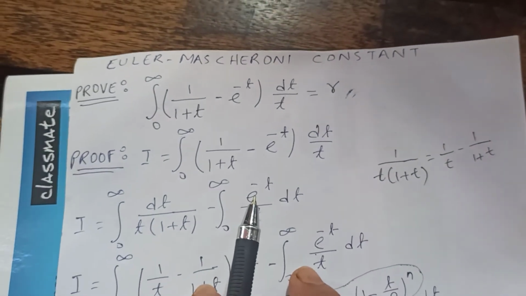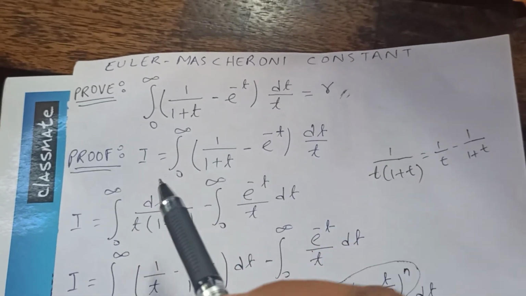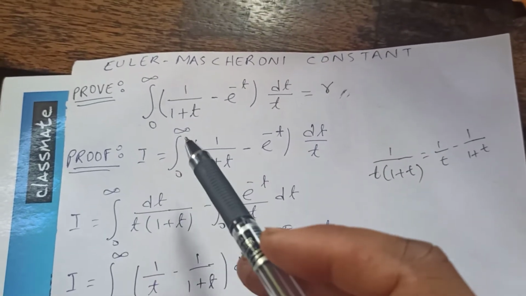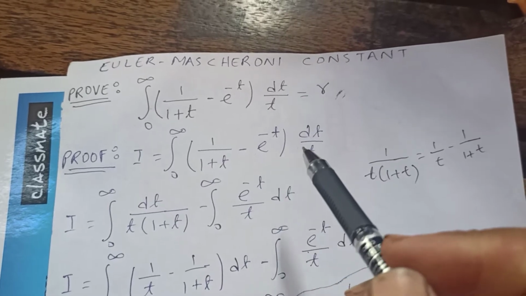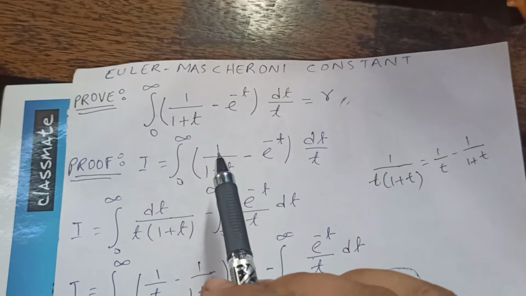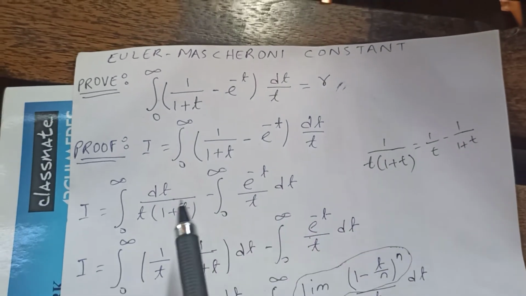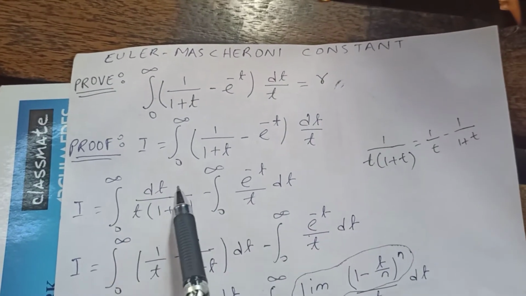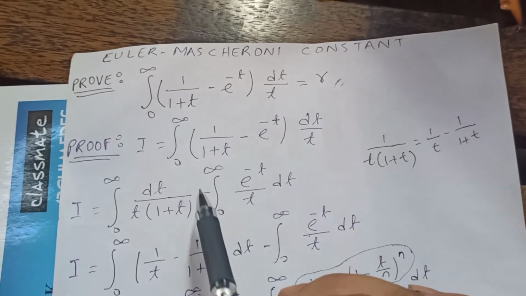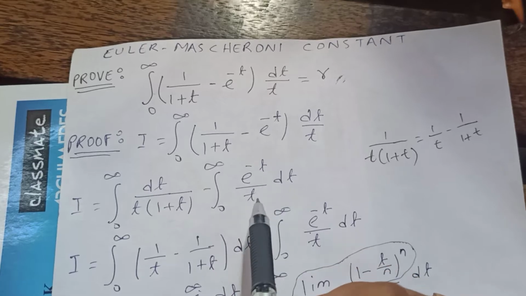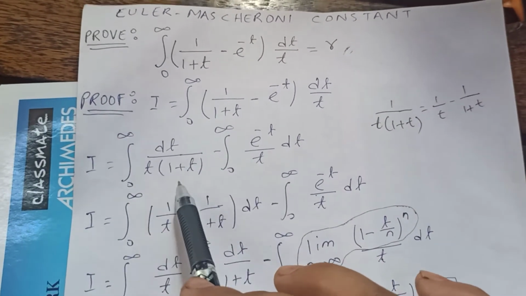Okay, let's get started. Let me denote the integral to be I. So I is the integral from 0 to infinity of (1/(1+t) - e^(-t)) dt/t. Now split the 1/t term by term. You get the integral from 0 to infinity of dt/(t(1+t)) minus the integral from 0 to infinity of e^(-t)/t dt. Now this is 1/(t(1+t)).